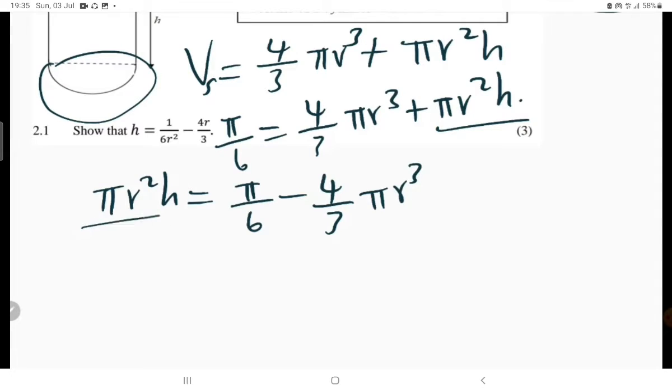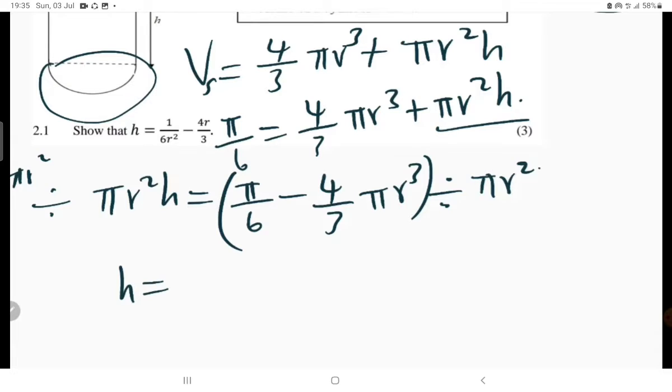Then dividing both sides by pi r squared, which means this whole thing divided by pi r squared, you will end up having pi on this side, and this is going to be equal to what you are shown. So let's not waste time trying to prove our algebra there. This is not time for that. So our h is going to be that.